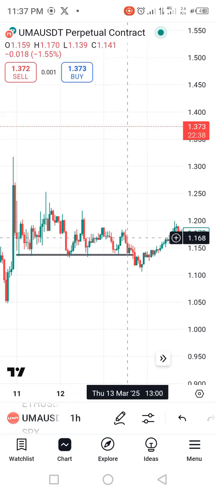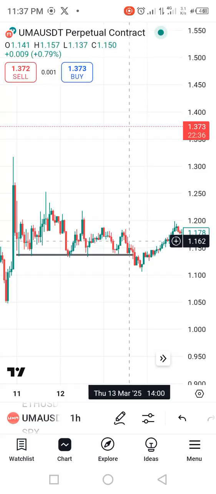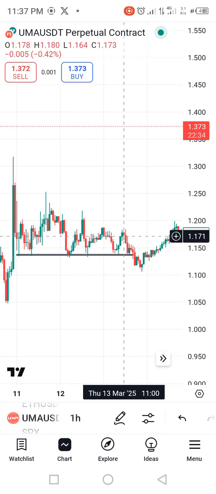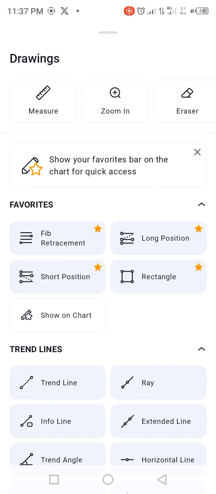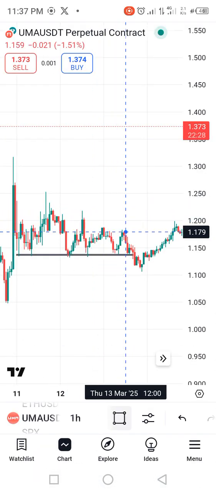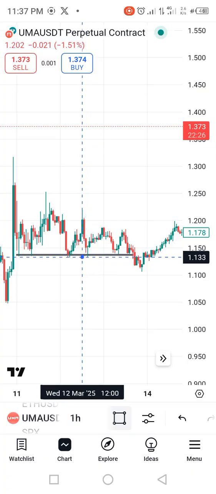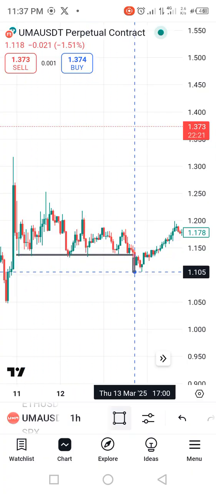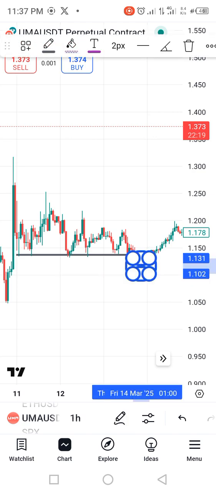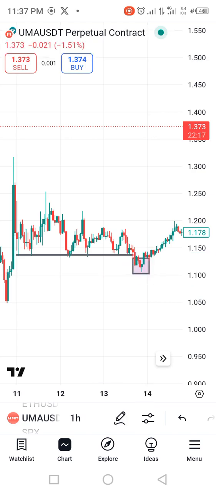Now, all of a sudden, this happened. This is the manipulation. Can you see it? This is where the manipulation occurred. It dumps and it took out all the liquidity here. That is where the manipulation occurred.